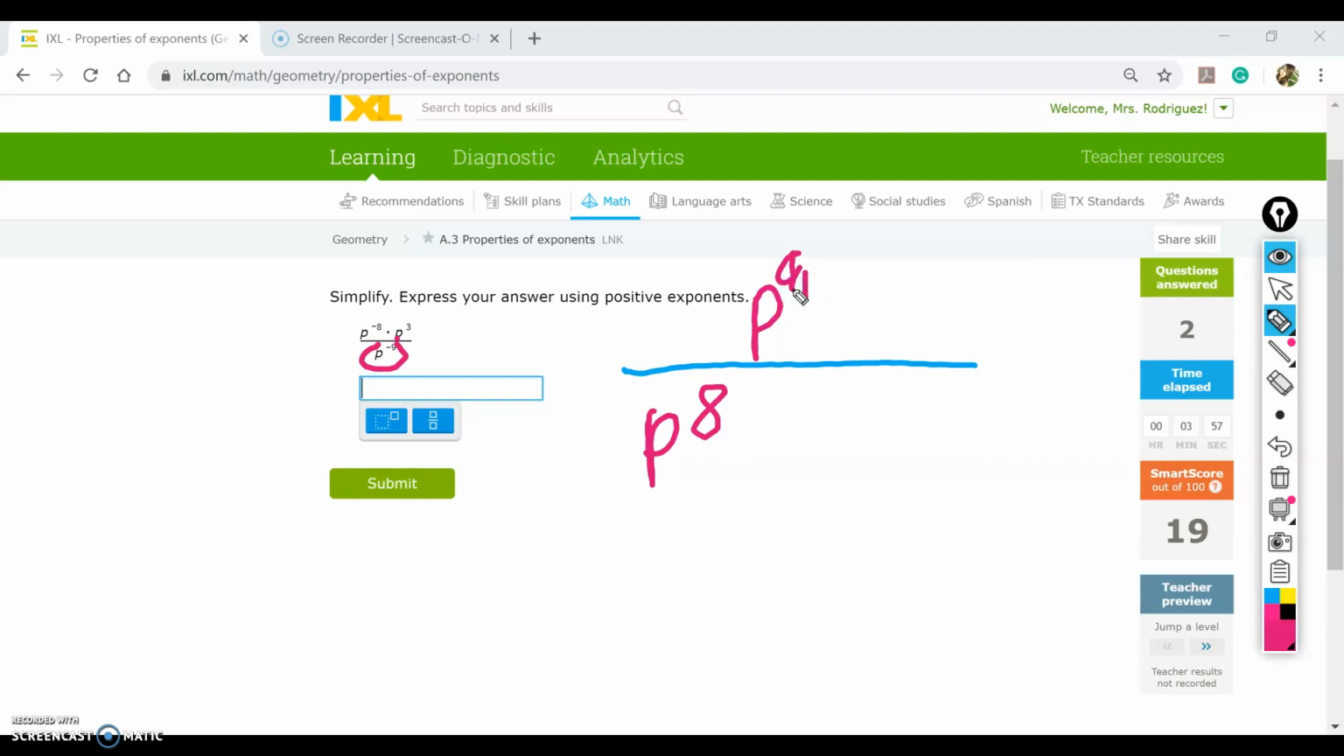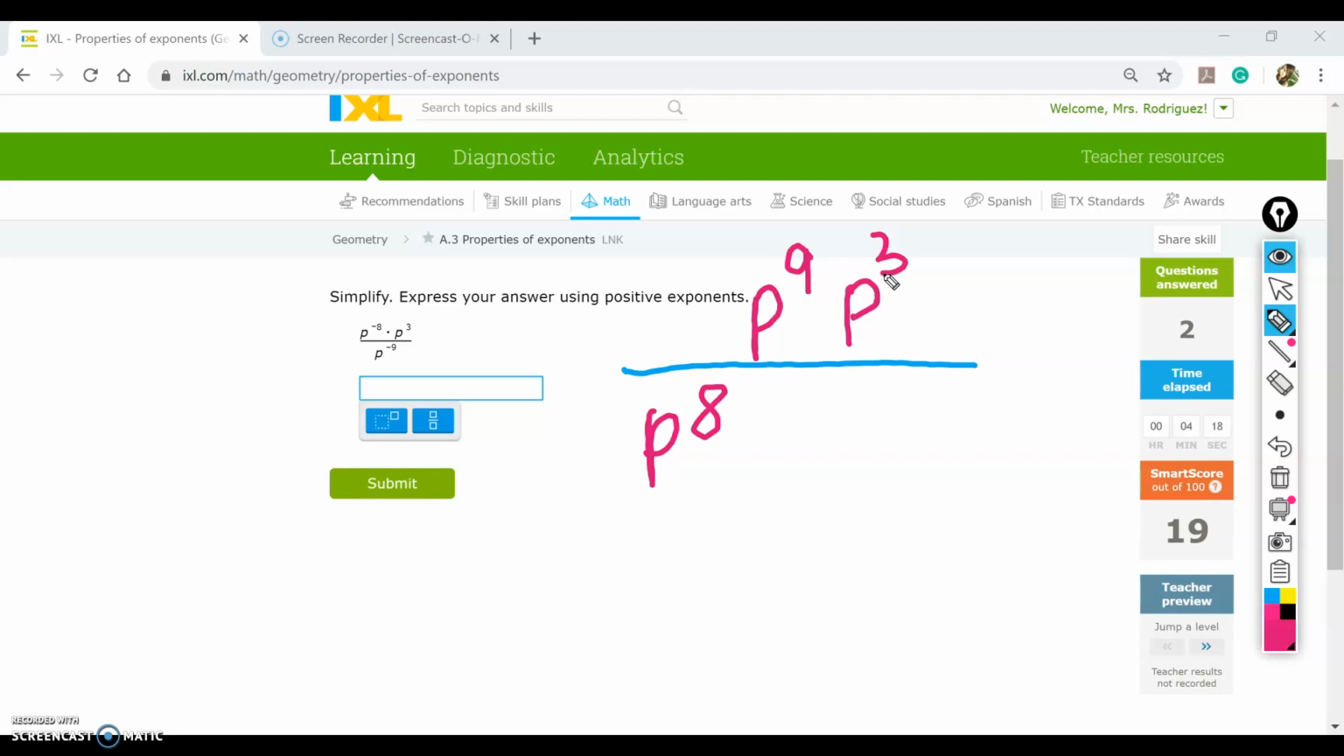What do you think is going to happen to the p to the power of 3? Do you think I'm going to send it to the other side, or do you think it'll stay there? Yes, if you're thinking, yes, Ms. Rodriguez, it's going to stay there, yes, the answer is correct. It's staying there. Why? Because it's positive, so I don't need to switch it. I will only switch the ones that are negatives, right?